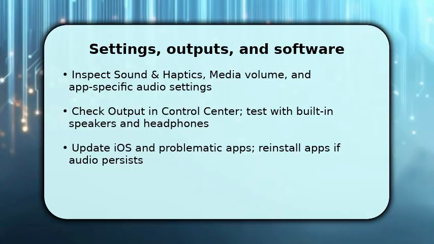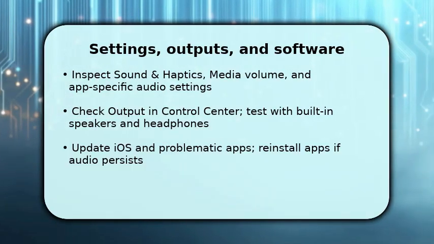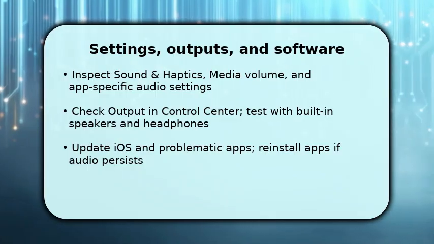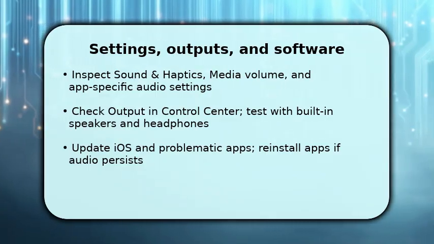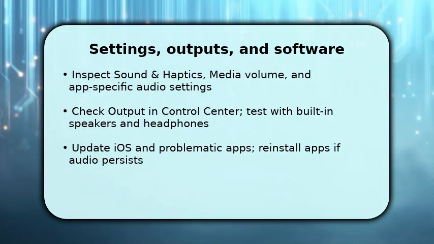Next, verify system and app settings so output goes to the right place. Open Settings, Sounds and Haptics, and confirm media volume, then launch the app and try volume buttons while playing audio. In Control Center, press the audio card to choose output and ensure built-in speaker is selected.